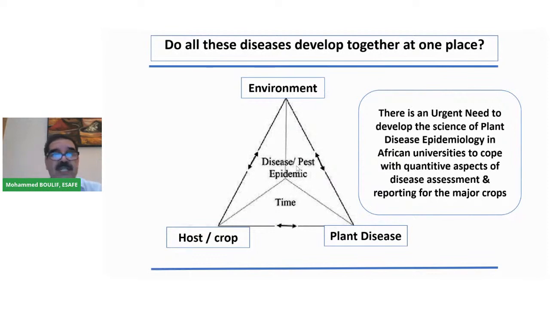We need to communicate. We need to exchange information. And the best way to do that is to train specialists in the area so that we have regular reports from different countries, different ecosystems, on the plant disease epidemics that are developing in those ecosystems, agrosystems.